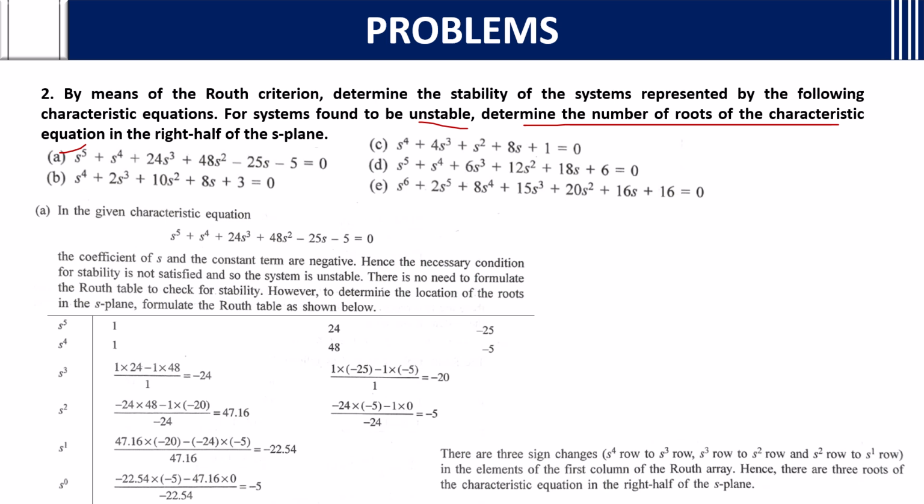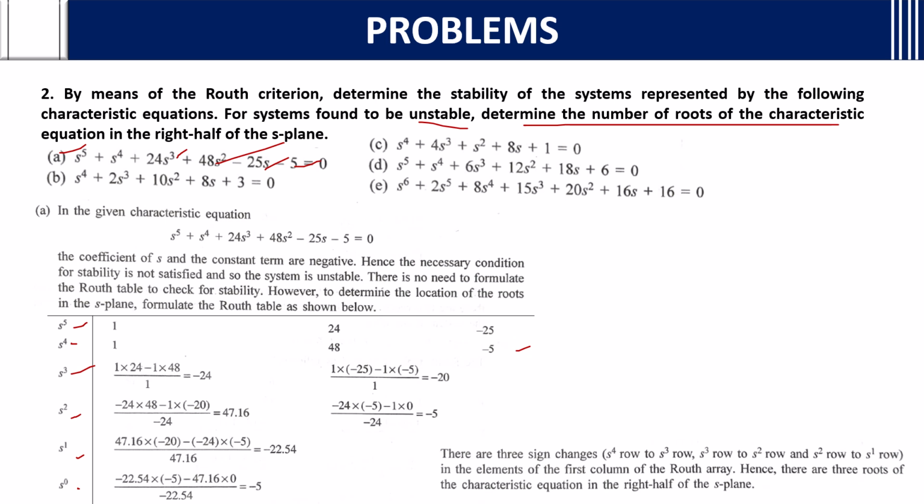We will see now. s^5, s^4, s^3, s^2, s^1, s^0. The coefficient for s^5 is 1, for s^4 is 1, for s^3 is 24, for s^2 is 48, for s is minus 25, and for the constant it is minus 5.